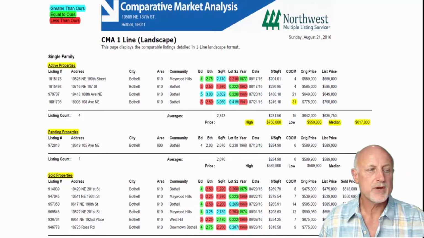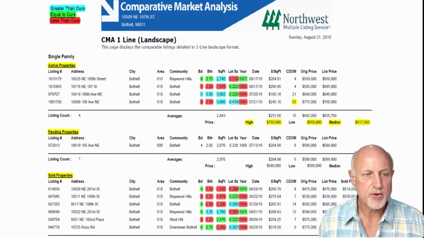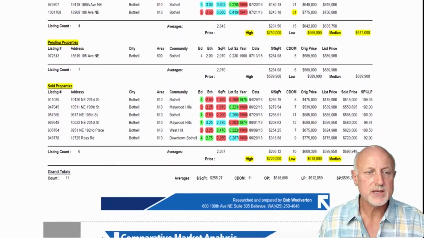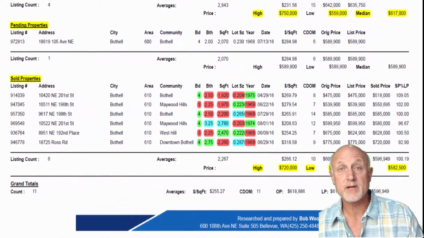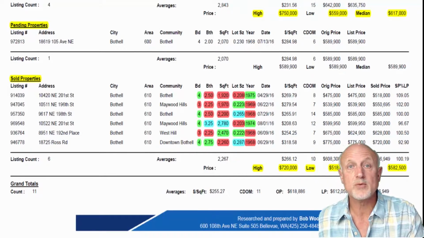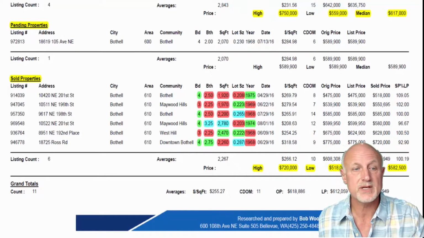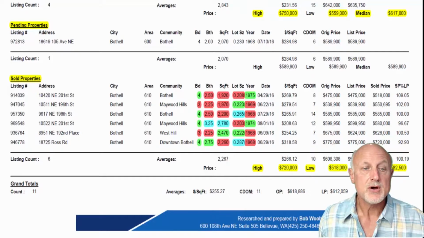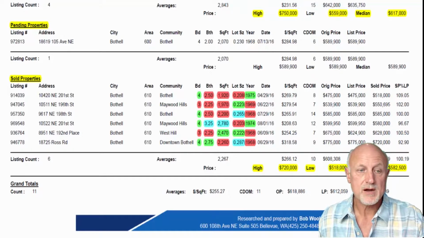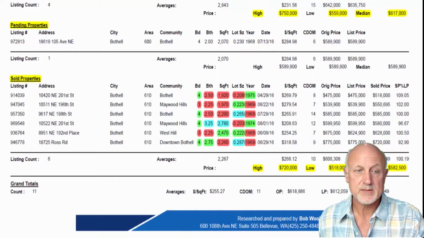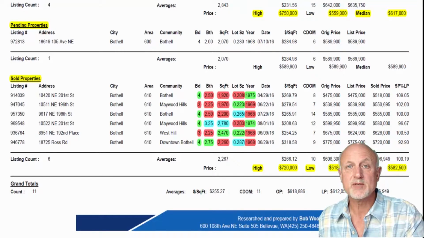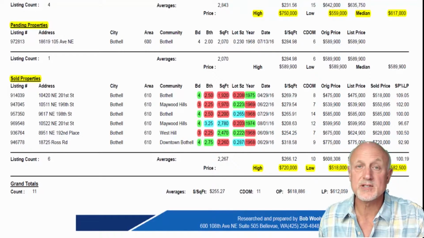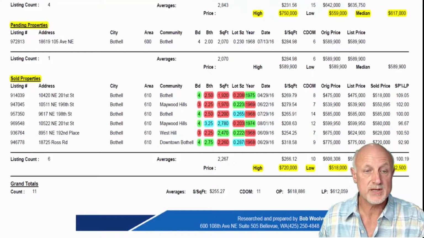So for example, if we look at this section where it says sold properties, you can see the first one on the list is 4 bedrooms, which is the same as our subject property. Our subject property is 4 bedrooms, 2.75 baths, 2,510 square feet, et cetera. So 2.5 baths is smaller than ours. 1,900 square feet is smaller than our subject property. The lot size is smaller than ours, but it was built in 1975. Our subject property was built in 1976. For construction standards, that's close enough for me, so I give it a green.